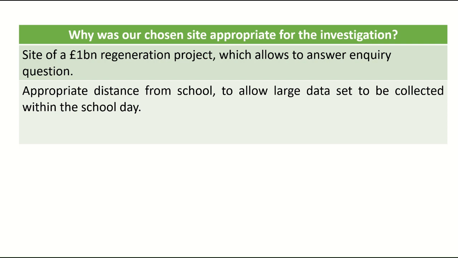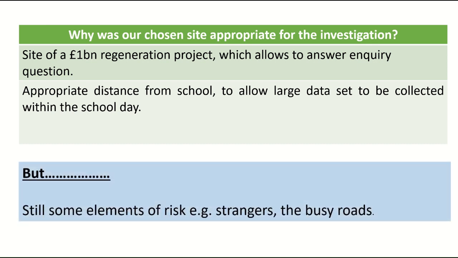So why did we actually choose to go to the Albert Dock? Well, firstly, it was the site of a £1 billion regeneration project, which allowed us to answer the inquiry question. And secondly, it was an appropriate distance from school, so it allowed a large data set to be collected within the school day. However, it wasn't fully appropriate for us to choose this site, and no site is perfectly appropriate because there's always going to be some element of risk. It was really busy around the Albert Dock with pedestrians, with cars, and all of that is a risk to people's health, isn't it, with injury, etc. So even though the Albert Dock was really appropriate in some aspects, in other aspects it wasn't really an appropriate site to choose because there's elements of risk as well.